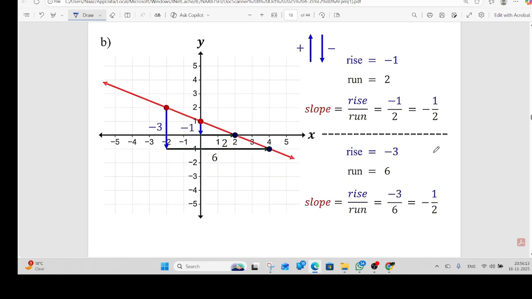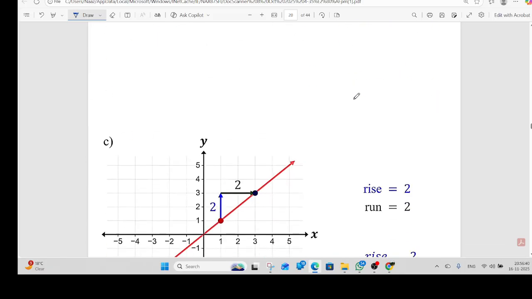If you check this one, you can take any two points. When the graph is going upward, we put positive. When we are going downward, we put a negative sign. So in this one, you can see, if you are considering these two points, you are going downward by 1. So that's why we put a negative sign, right?